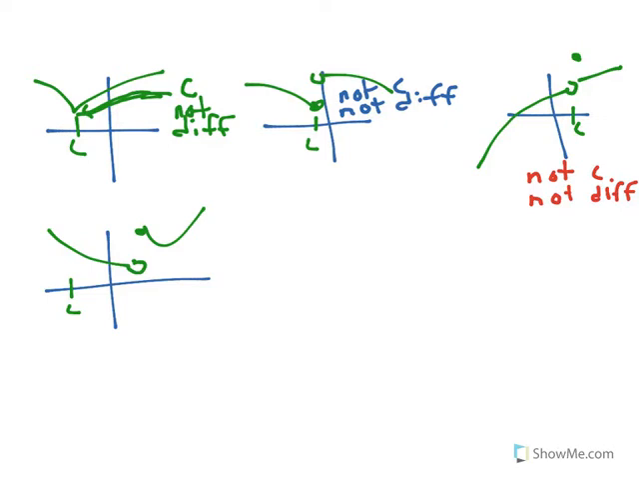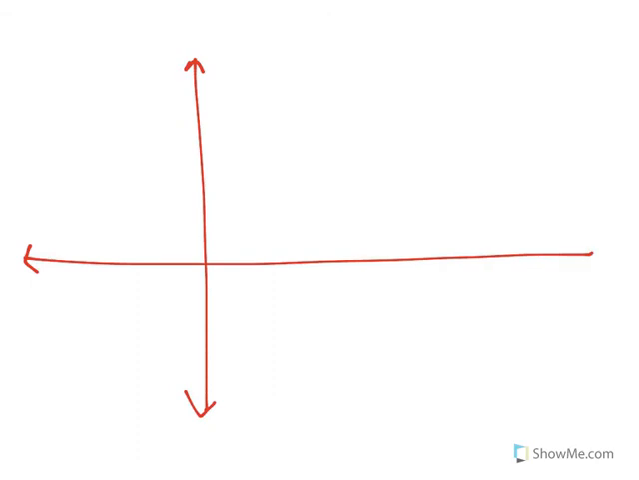Take a look at this one. Oh, look at c. It's a smooth curve. Therefore, I know it is continuous. And it's not a cusp, so it is also differentiable at that point. Where this will lead us tomorrow is to take a look at piecewise functions.